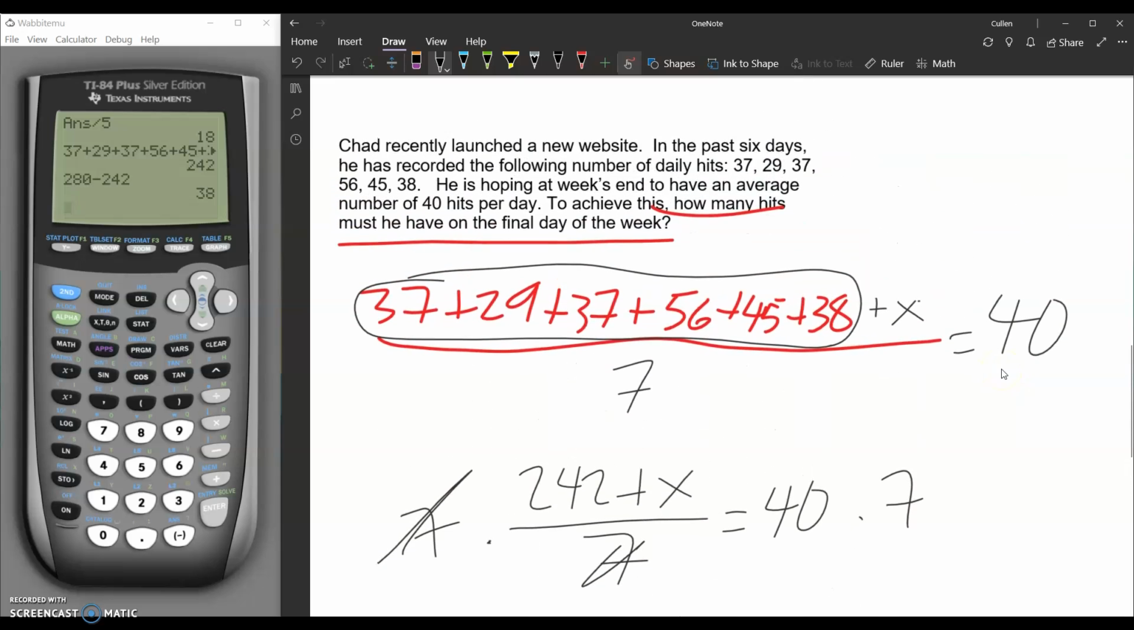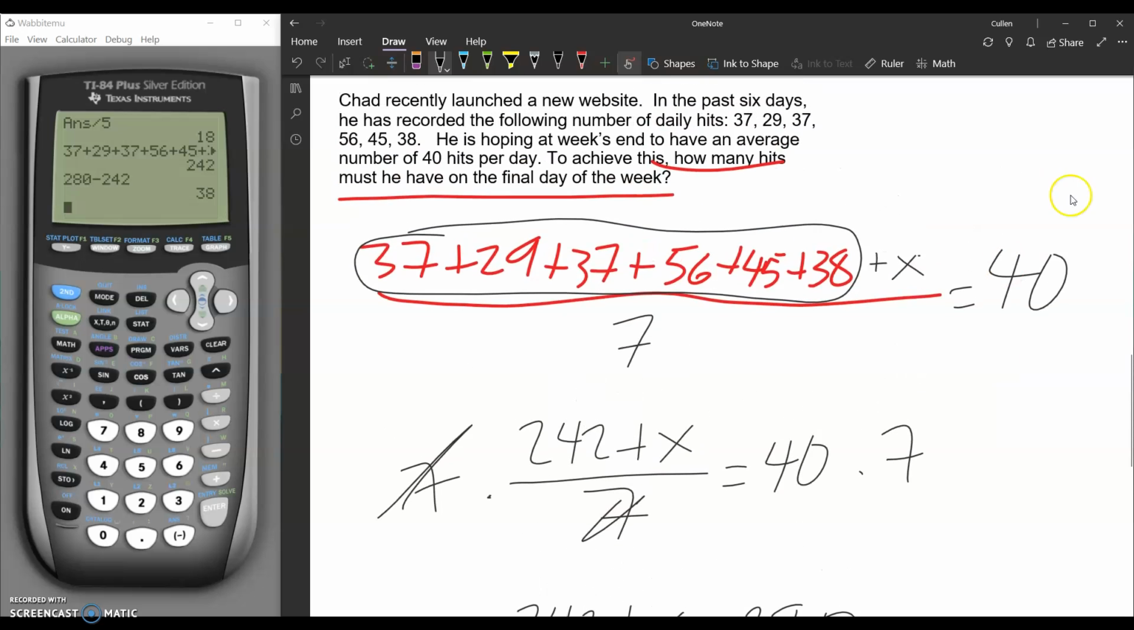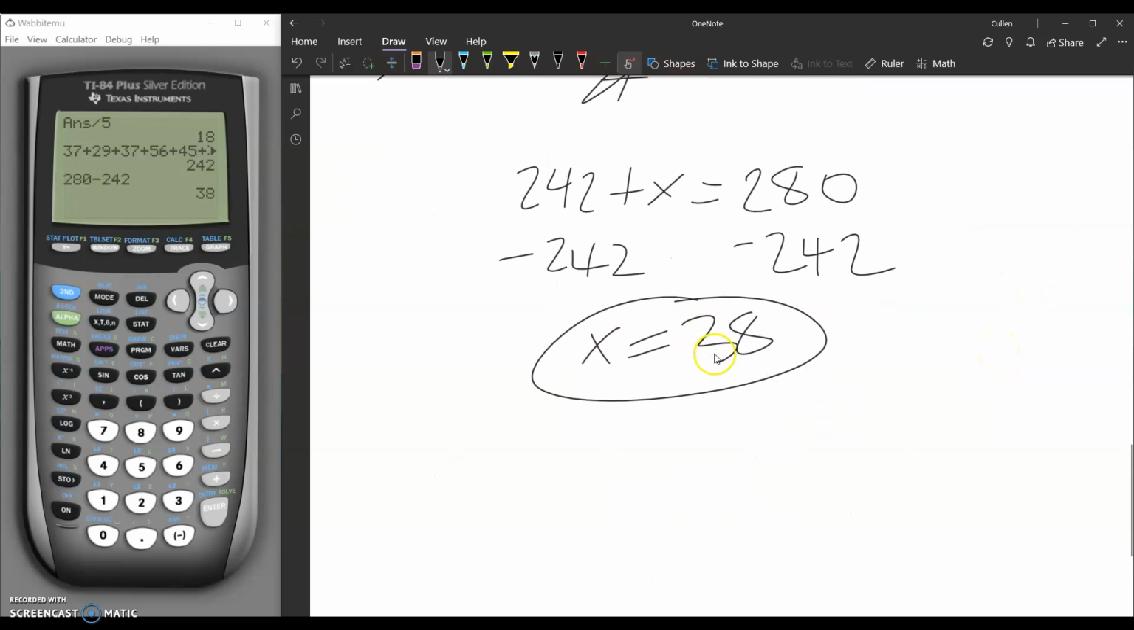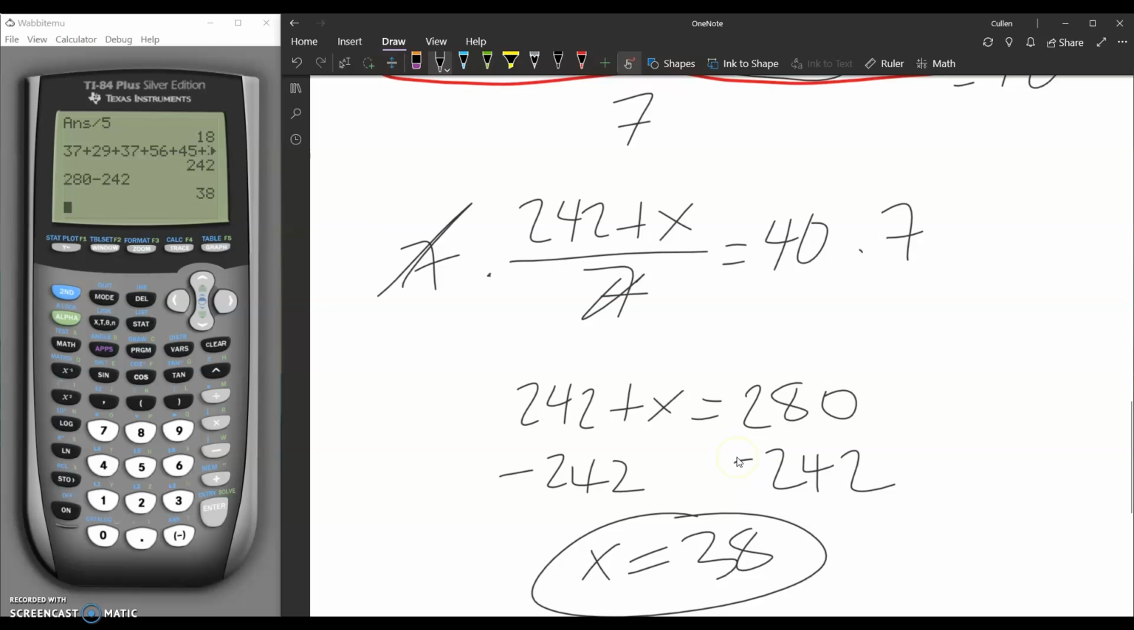So some of the problems are kind of like working backwards. They don't want you to find the average. They give you the average, and they want you to find one of the missing days or one of the last days. Okay. So I hope that helps.